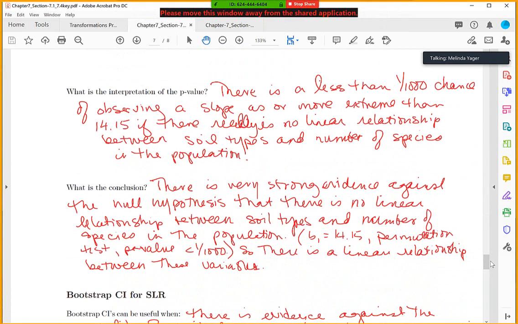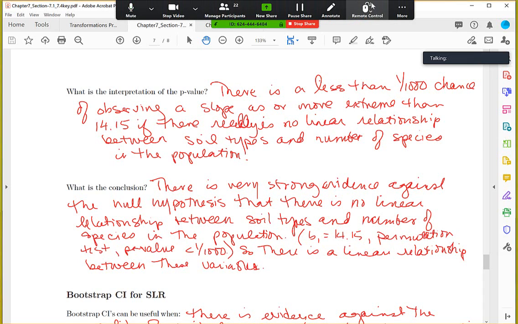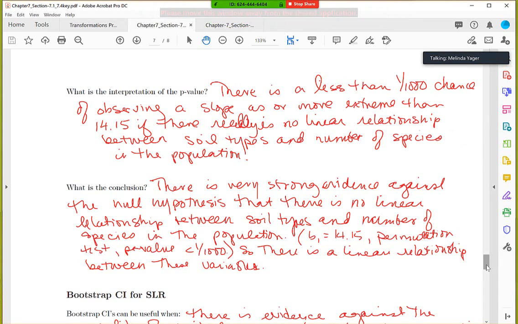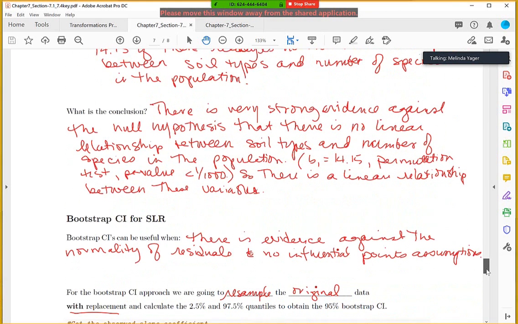I do go through some examples of interpretations and conclusions. So this conclusion is based on a test statistic, our value of slope, and a permutation test because we were using non-parametric methods and a small p-value. So just kind of thinking about those different things that we want to make sure we're including when we're talking about a conclusion.